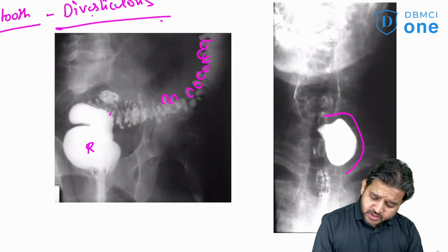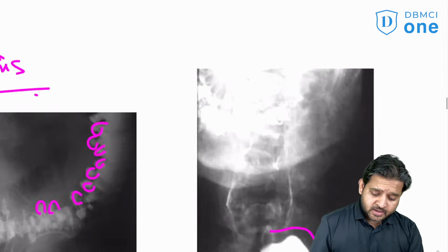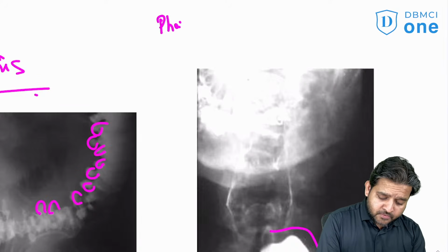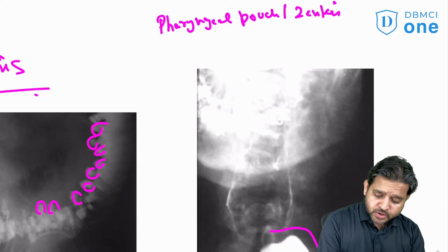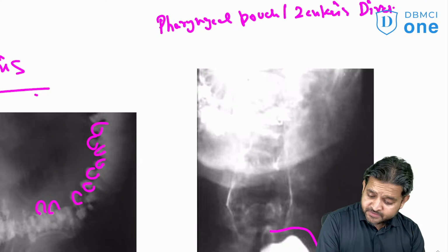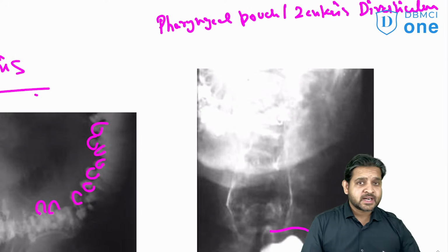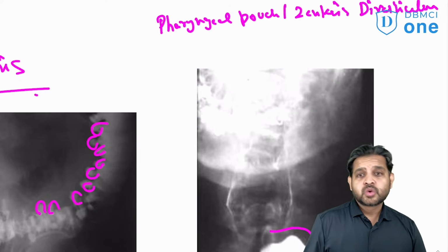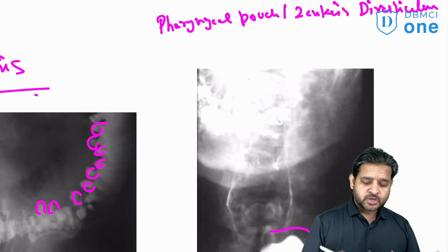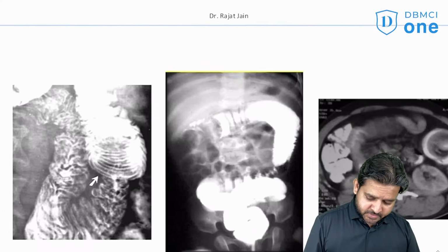However, if you see a protrusion or a contrast-filled pouching in the neck region, then this is a pharyngeal pouch, or a Zenker's diverticulum. Question for you, which was asked in the previous FMG: between which two muscles is Zenker's diverticulum present? Write down in the comments which two muscles the Zenker's diverticulum is present between, right? And we will answer it in some time.